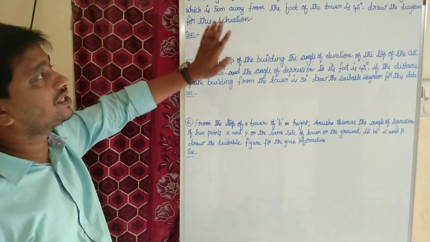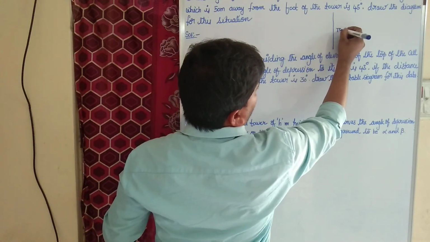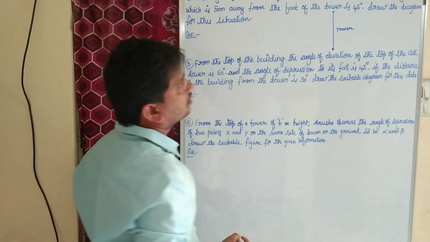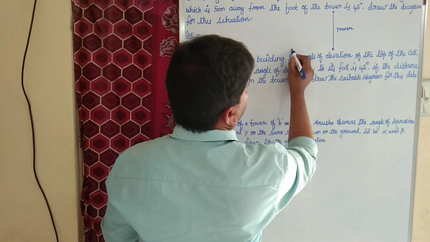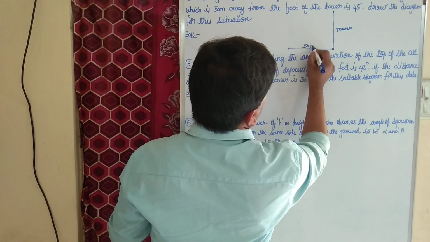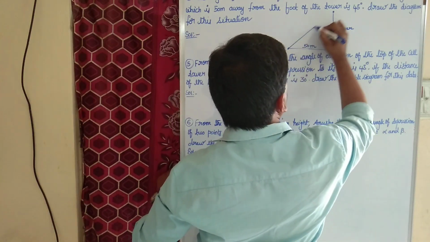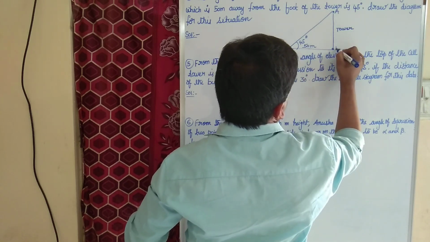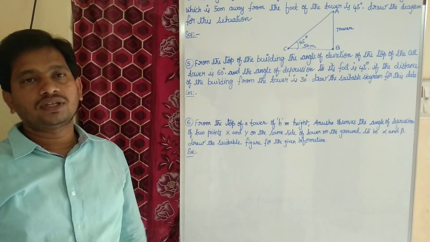And the angle of elevation of the top of a tower: this is our tower, this is the top of the tower, this is the bottom of the tower, from a point on the ground which is 50 meters away from the foot of the tower. This is a point on the ground which is 50 meters away from the foot of the tower, and whose angle of elevation is how many degrees? 45 degrees. Let the name of the triangle be ABC. That's all. Draw the diagram for this data.